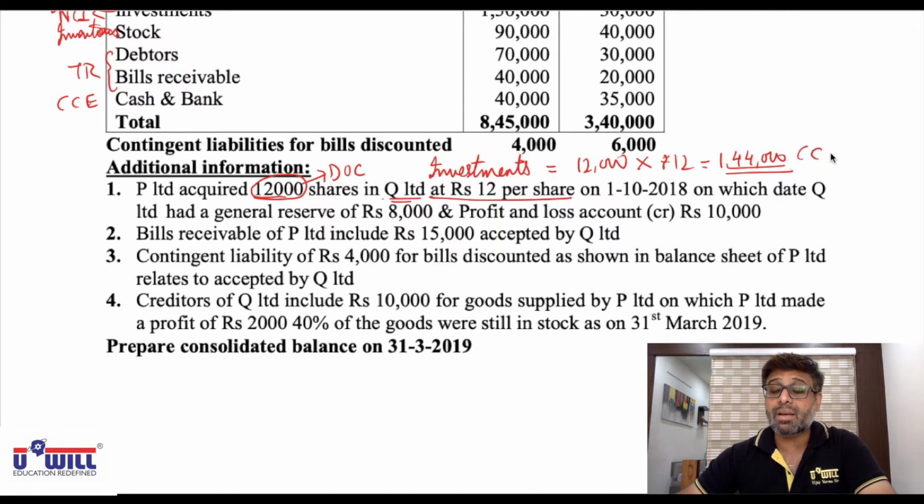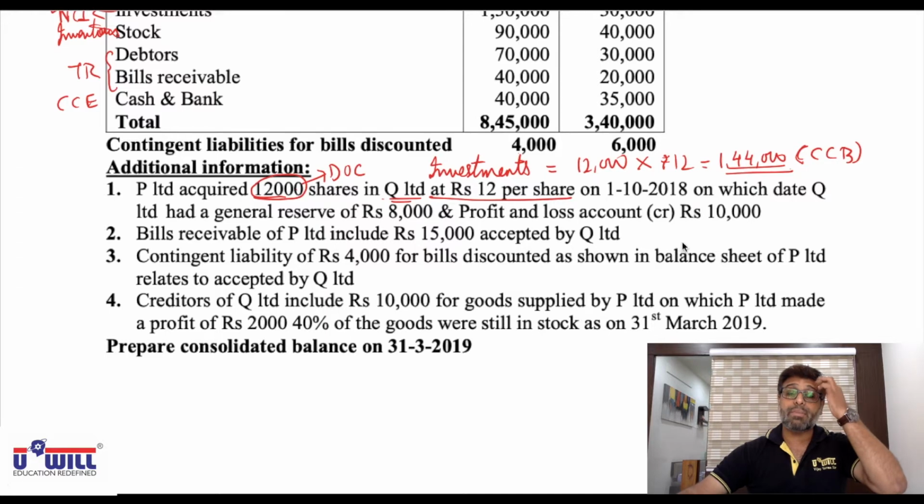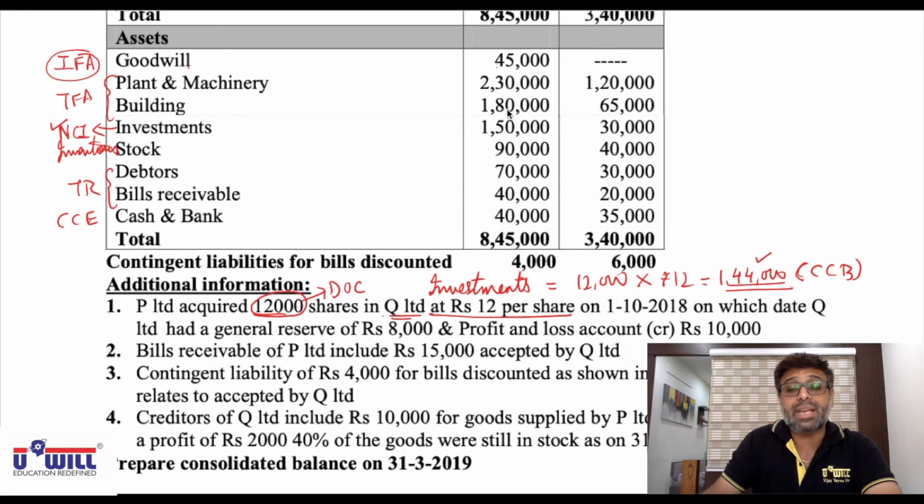This amount will come in control chart B. Where we start in control chart B, we start with investments of holding company in the shares of subsidiary company. There you'll take 1,44,000. Now this is what I was explaining you here. What are investments of holding company? 1,50,000. Out of this, only 1,44,000 are in the shares of Q Limited. This amount will only get cancelled and not appear in the consolidated balance sheet.